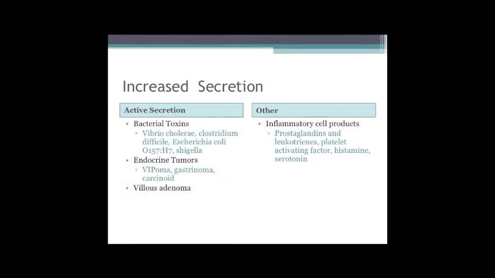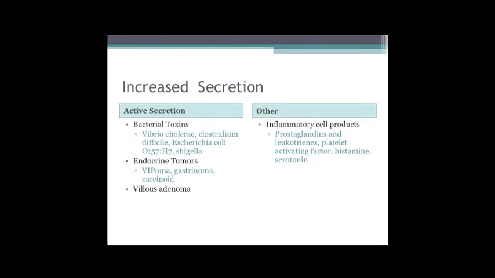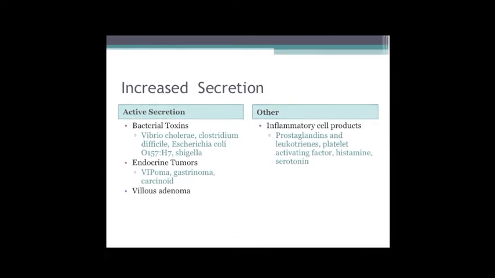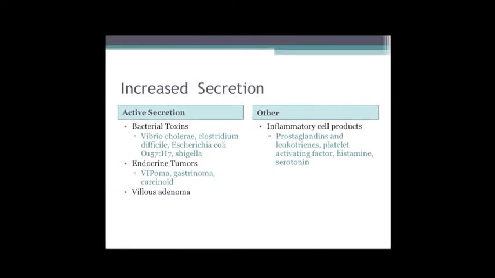As I said, toxins would be the big thing. Cholera, C. diff will do this. E. coli O157:H7, Shigella will do this. These entities also will cause an inflammatory diarrhea, but a component of their toxin production leads to secretory diarrhea.